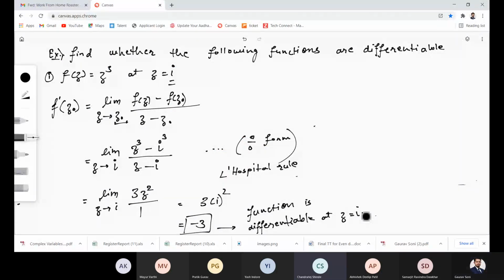Sir, as you told, we will take the derivative of z cube in the numerator and z in the denominator. So then what about i? Derivative of i is 0, na? i is a constant. Okay, yes. Do you know what L'Hopital's rule is? First of all, let me just confirm, sir.